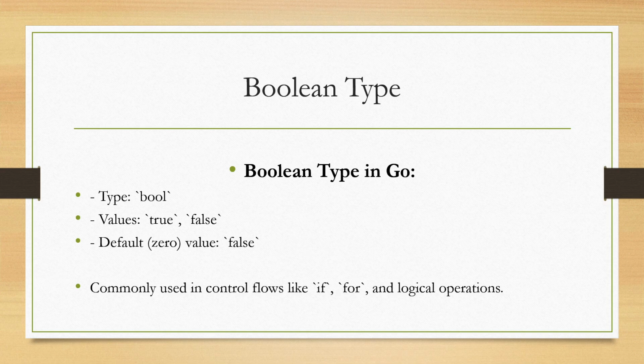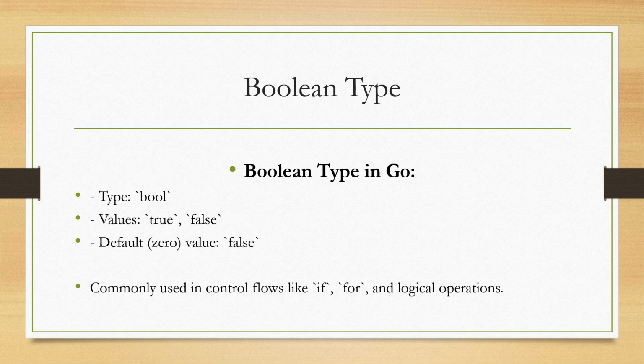For example, let's say you are writing a program that checks whether a student has passed or failed based on their marks. If their marks are above a certain threshold, you can set the result to true or false. So here's the cool part. In Go, the default value of a boolean is false. So if you declare a bool variable but do not explicitly assign it a value, Go will automatically set it to false.